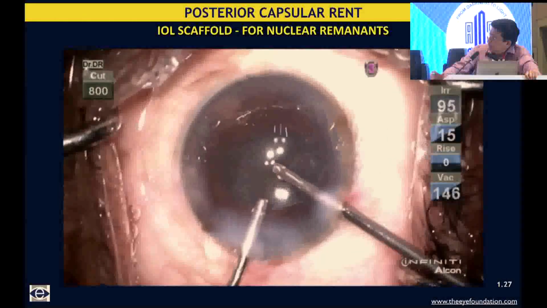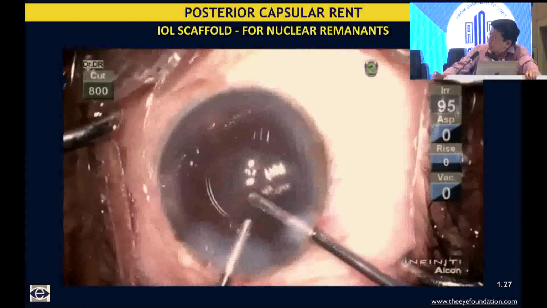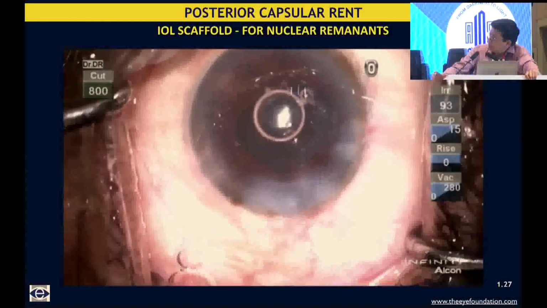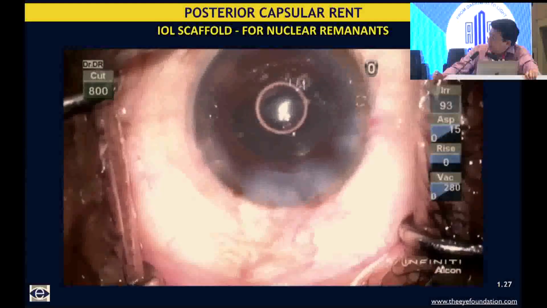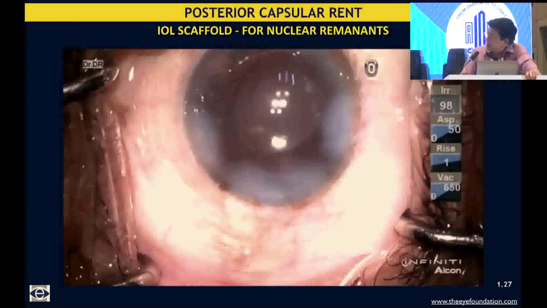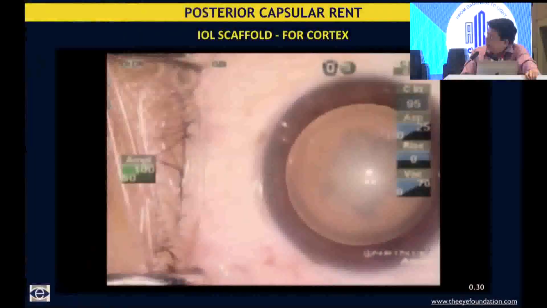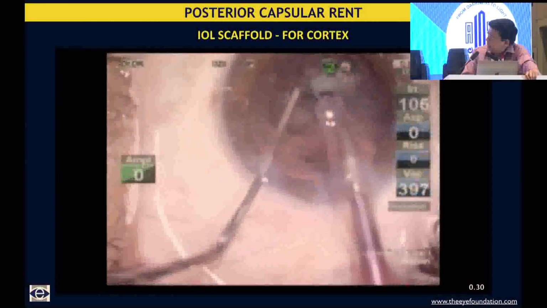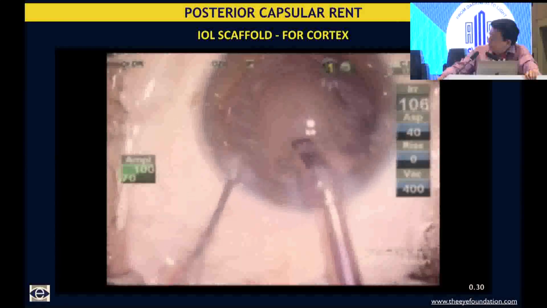vitrectomy. Diluted triamcinolone, usually in the ratio of about 1:3, is what is injected, and then ensure that the vitrectomy is quite complete, and make sure that your incisions are bereft of any vitreous strands. And this is again a step of using an IOL scaffold.